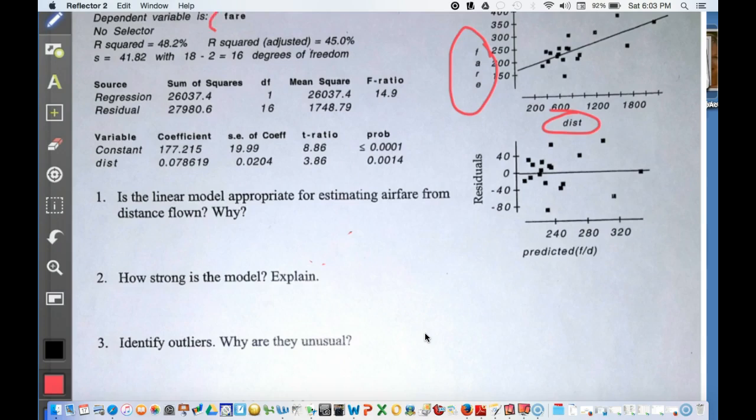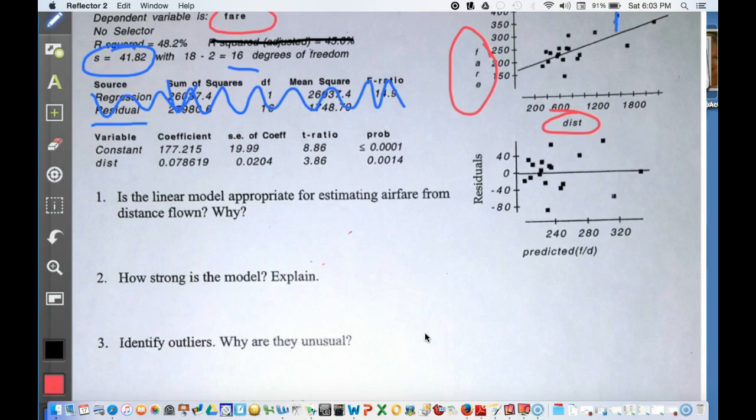It tells you the dependent variable is fare, which means fare is on the y-axis. It tells you r squared, and it also tells you the adjusted r squared. That's something you don't need in this class. It tells you the standard deviation of the residuals, which is the average distance from each point to the line. And it also tells you something called degrees of freedom, which we'll talk about more during the year. Now, there's a lot of extra stuff in this computer printout. For example, all of the stuff about the sum of the squares, you really don't need to know.